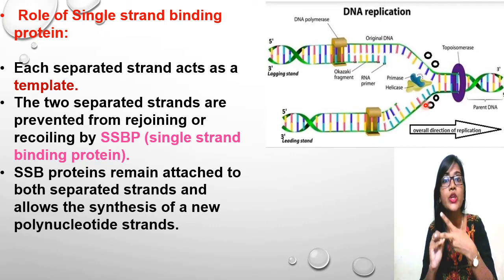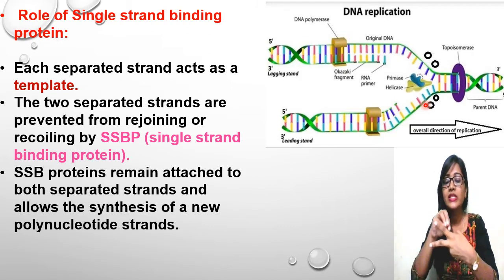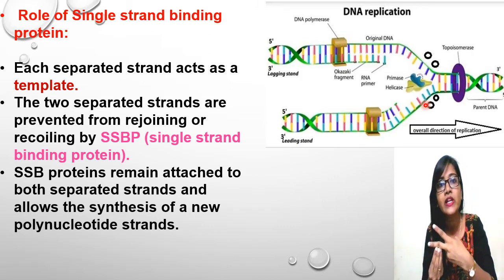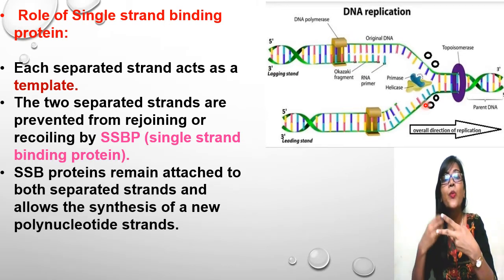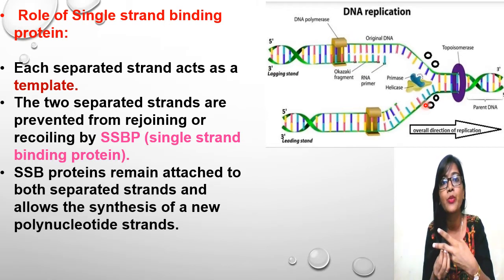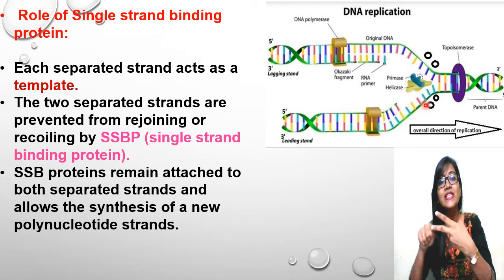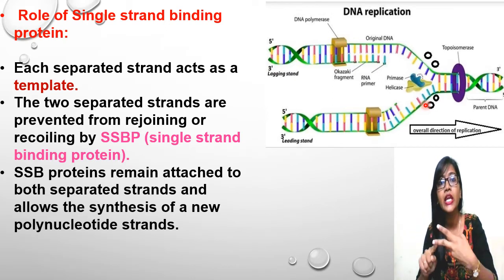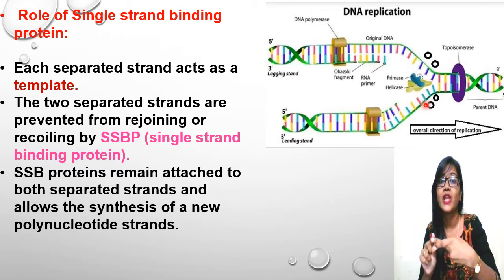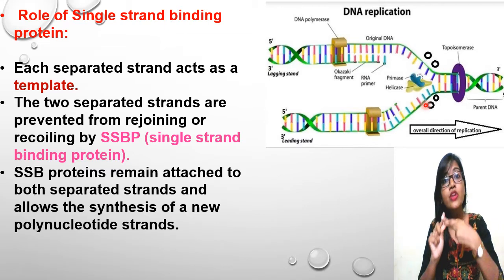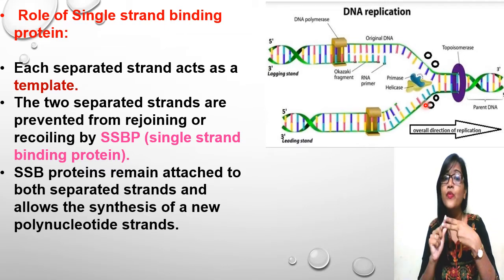This is very important. Why is it important? Why are the single stranded binding structures important? Because if there is no presence of single strand binding proteins, then what will happen? The untwisted double stranded DNA will after some time get twisted, and there will be trouble in the DNA replication process, and that we don't want.